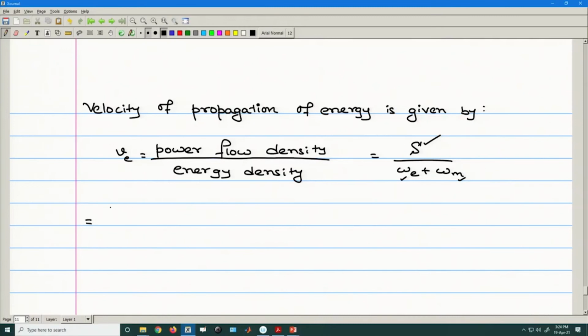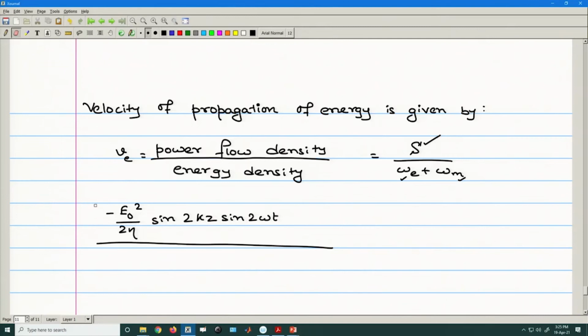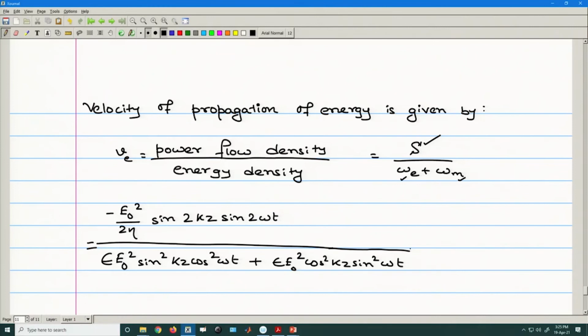That is equal to, so S we got minus of E naught square by 2 eta sine of 2 kz sine of 2 omega t, right, divided by epsilon E naught square, that is WE. WE we got epsilon E naught square sine square kz cos square omega t plus again epsilon E naught square cos square kz sine square omega t. So basically what we did, we substituted the value of S and WE and WM. Okay.